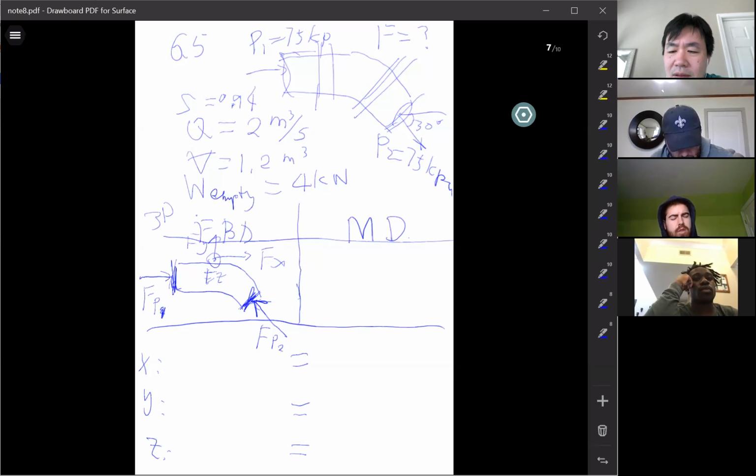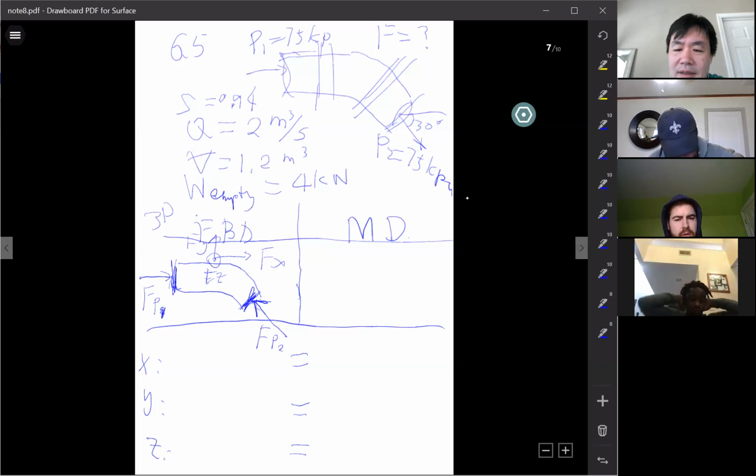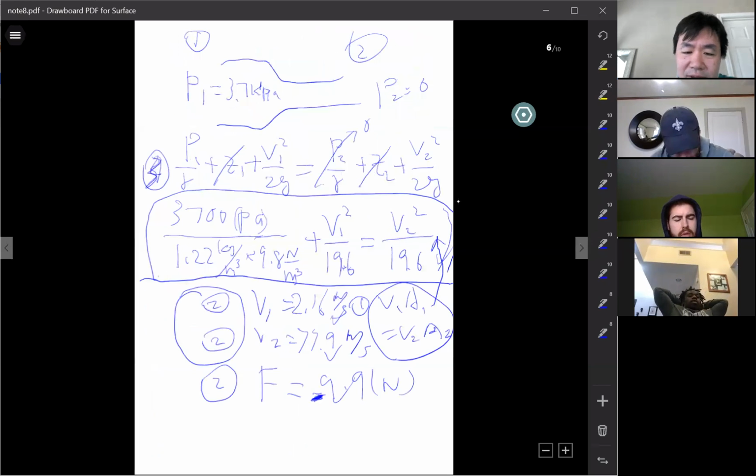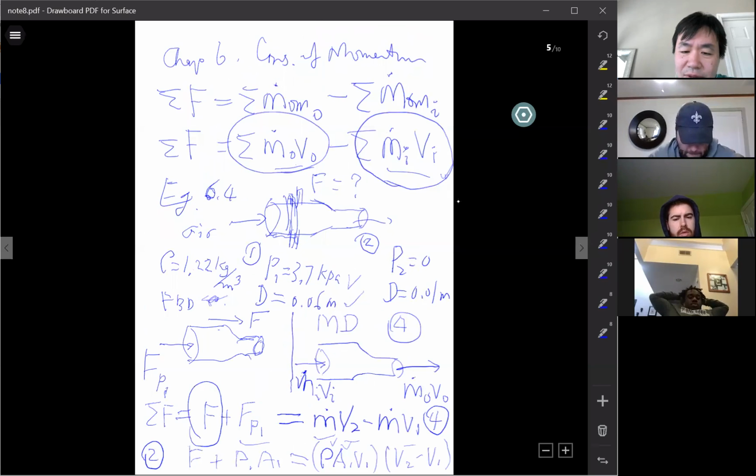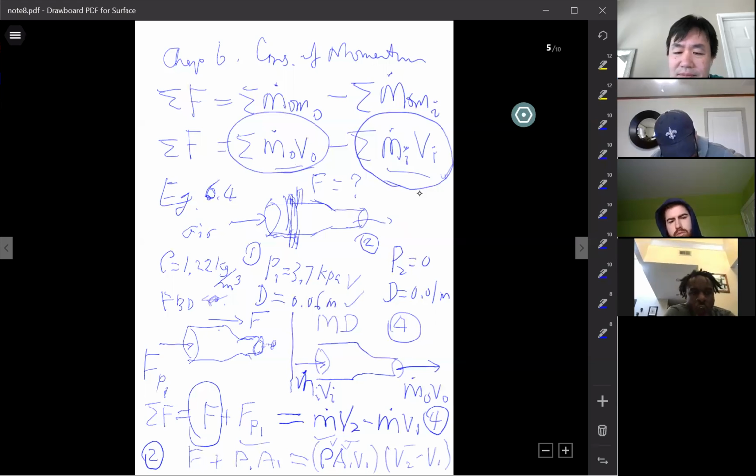I got a quick question. Yeah, Patrick. On that previous problem, if P2 wouldn't have been 0, then there would have been a pressure force going back into it, just like this one? Yeah, exactly. You would have another one. I think I drew it, I erased it. Okay, because it's 0 here.